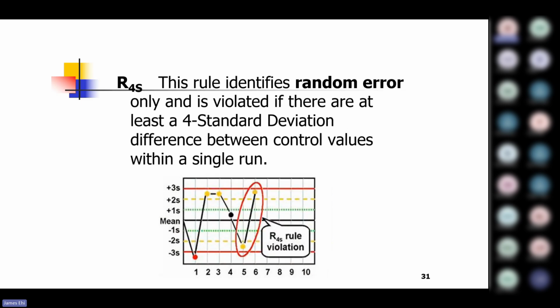Then we have the fourth, which we call the random four standard deviation shift, R4S. It's a random four standard deviation. This is a random error and is violated if there is at least a 4 standard deviation difference between your control values within a single run, where you are skipping 1, 2, 3, 4 standard deviation lines on your graph. You are dabbling from one end of your graph to the other. This R4S rule is said to be violated.